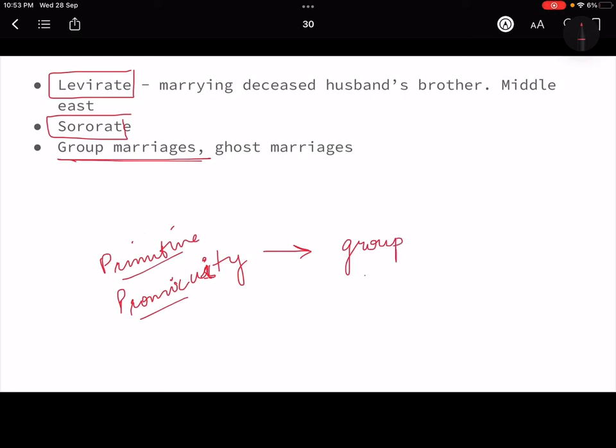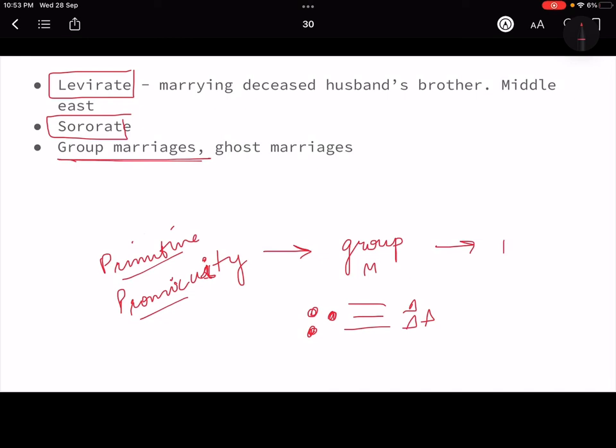What happened in group marriage basically? There'll be a group of males married to a group of females. So for example, 10 people married together. That means certain females married to certain males and they are all each other's wives and husbands, right? So this kind of marriage was there. So again this is a very primitive idea of marriage.